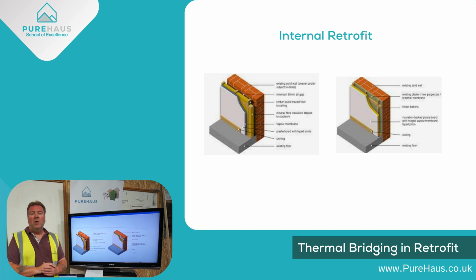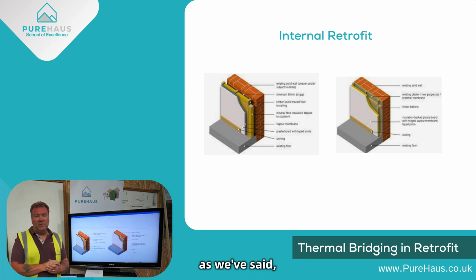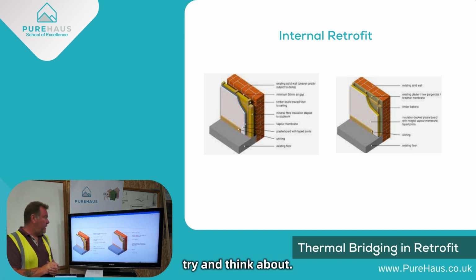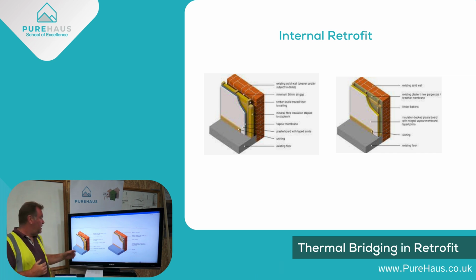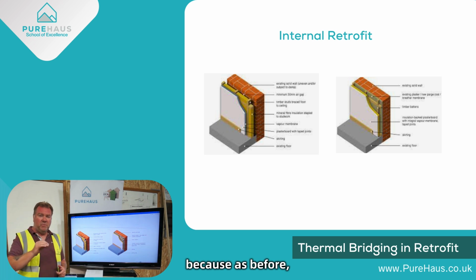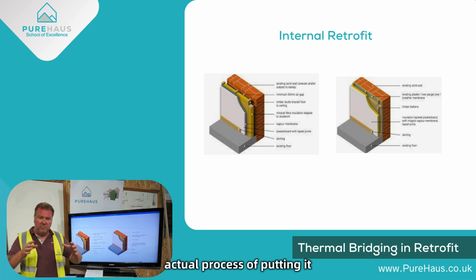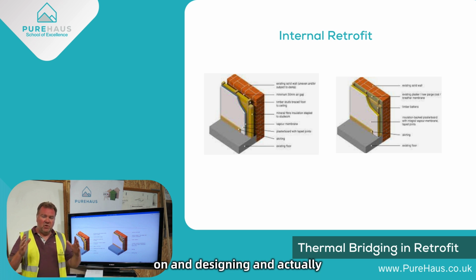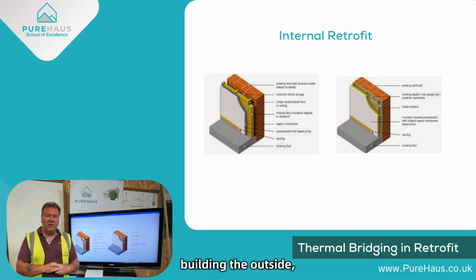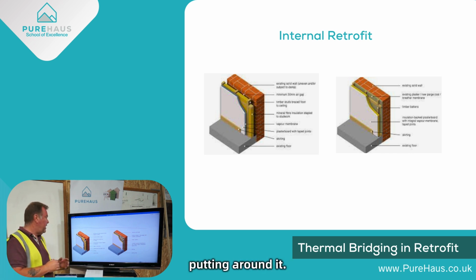Retrofit. When we're doing retrofit, the cold bridging, as we've said, is so important to try and think about. There are a number of ways of doing this. This is examples of an internal retrofit, because as before, with an external retrofit, most of the cold bridging will be taken care of by the actual process of putting it on and designing and actually building the outside mass around it, that thermal envelope that you're putting around it.